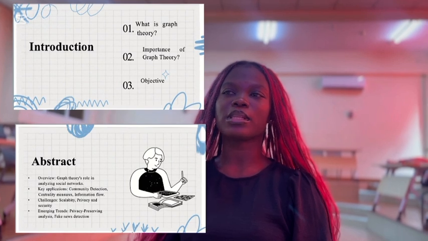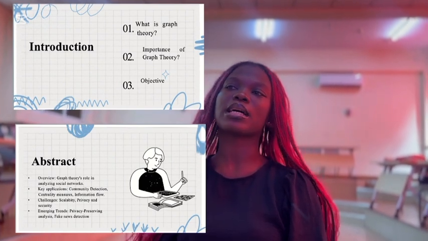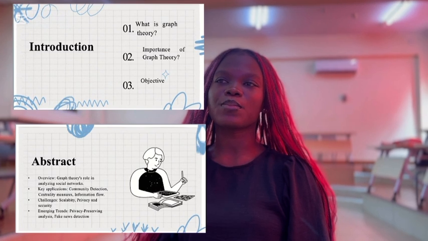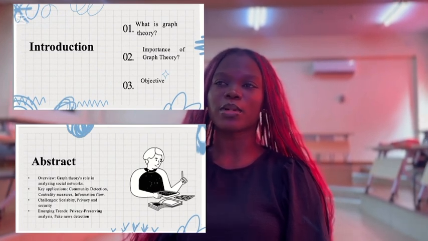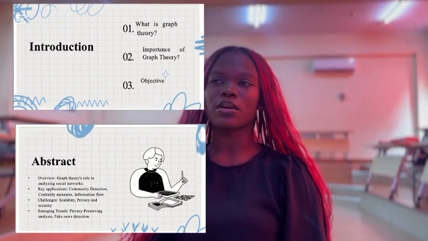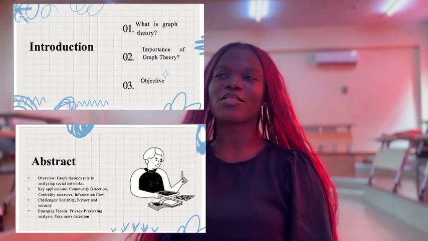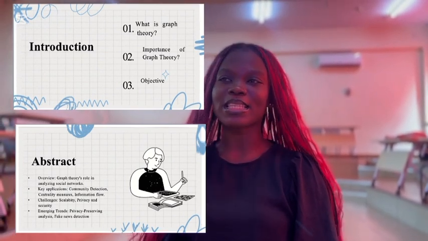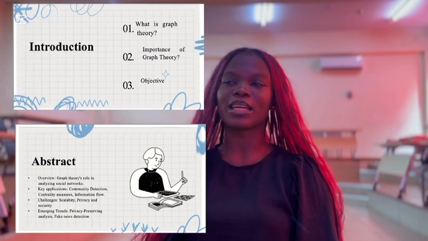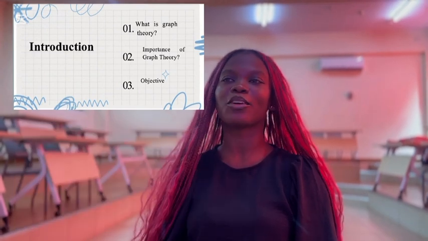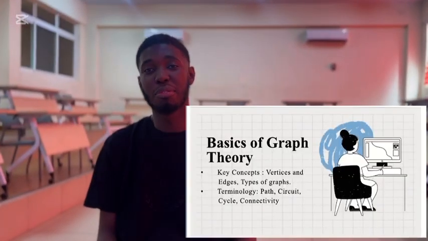Graph theory studies the relationship between entities represented as nodes and edges. It's particularly vital for social networks where nodes represent individuals and edges represent their connections. Social networks are complex, and graph theory helps model and analyze their structure and dynamics, providing insight into behavior and communication. Basics of graph theory.